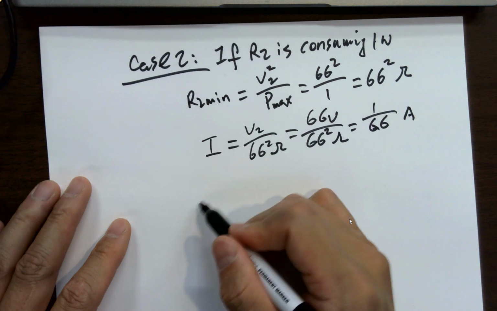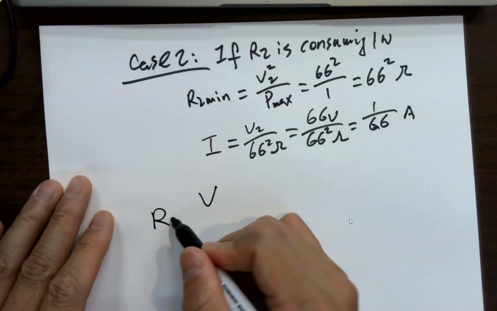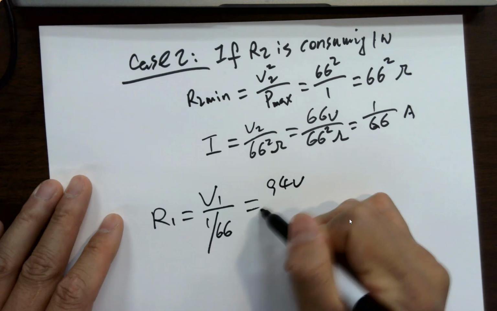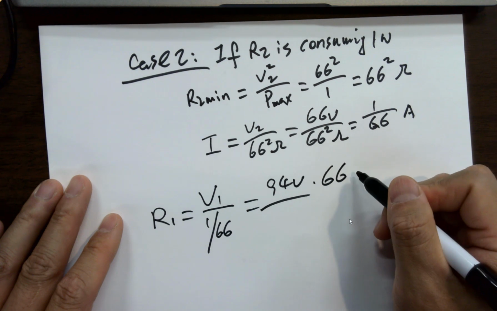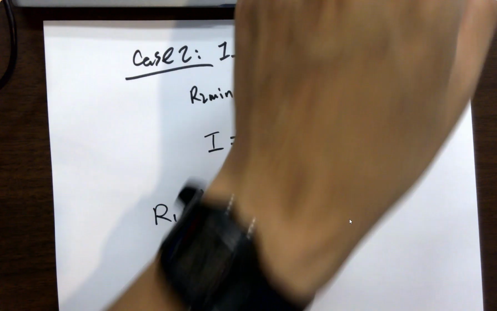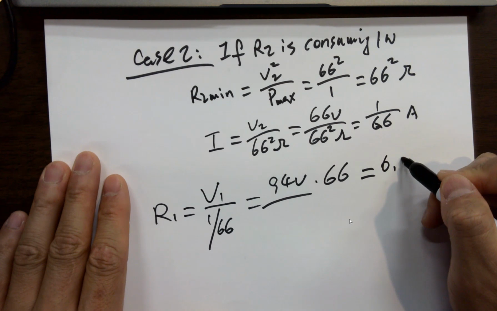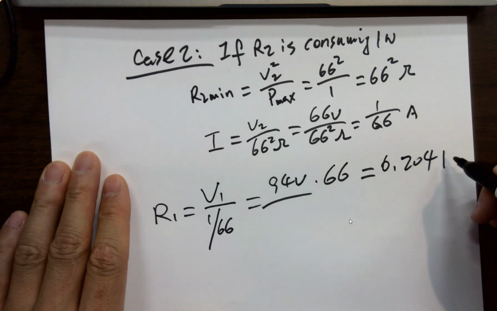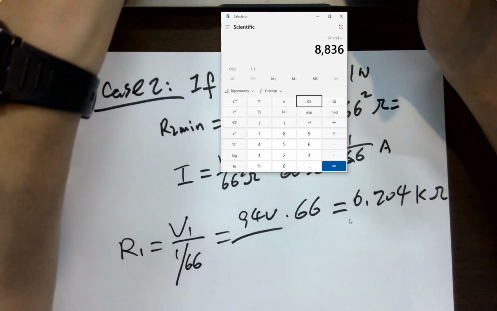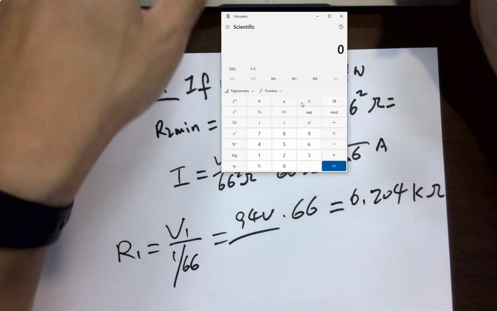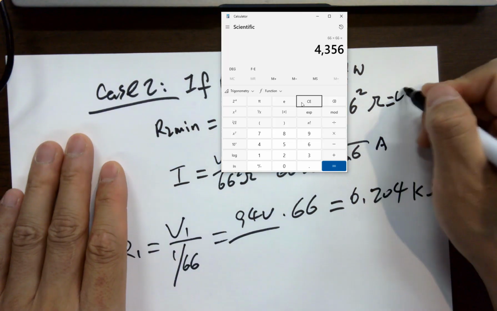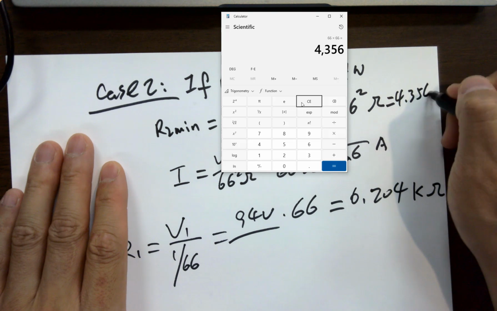So now let's go back to R1. R1 must be V1 over 1 over 66, which is 94 volts times 66, becomes the same number as here, 6.204 kilo ohms. And now let's find out this number. 66 times 66, which is 4.356 kilo ohms.